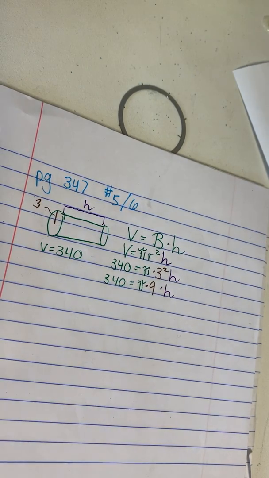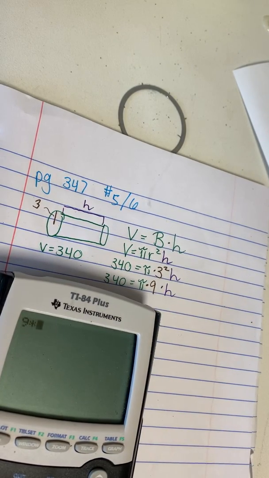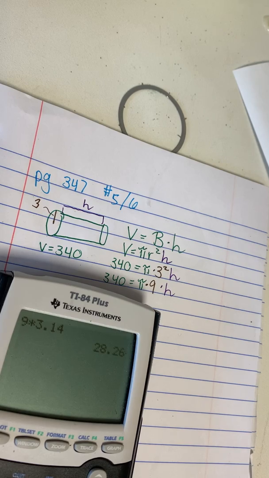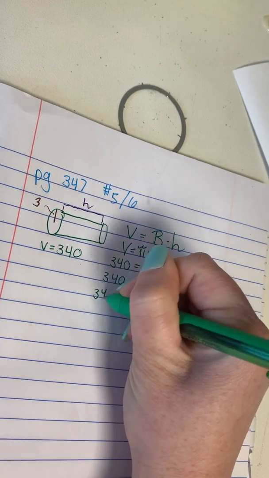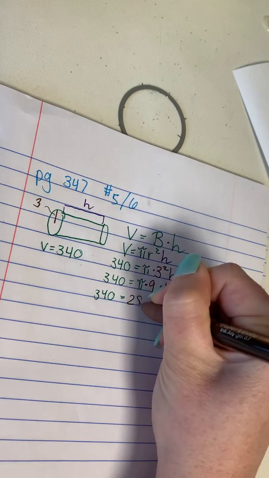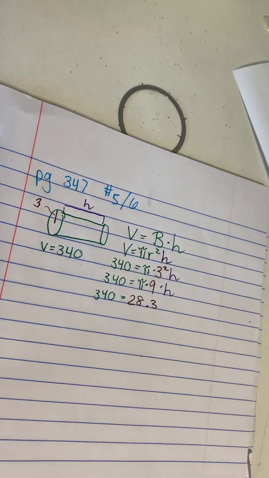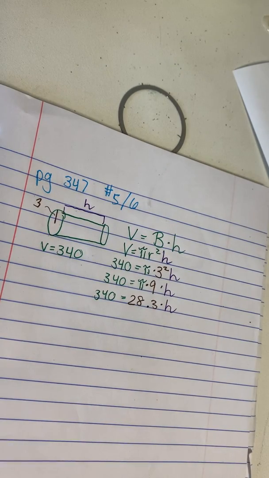So now, using your calculators, we can find out what 9 times pi is. If your calculator does not have that pi button, then use 3.14. That's fine. 9 times 3.14 is 28.3, rounded, and that height is still unknown. We're multiplying by an unknown number.